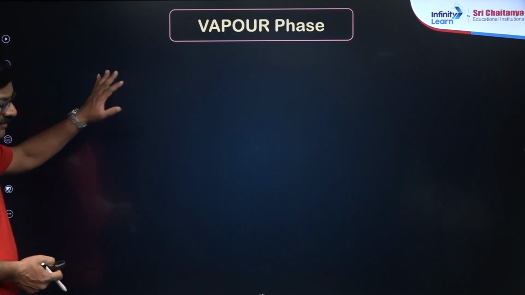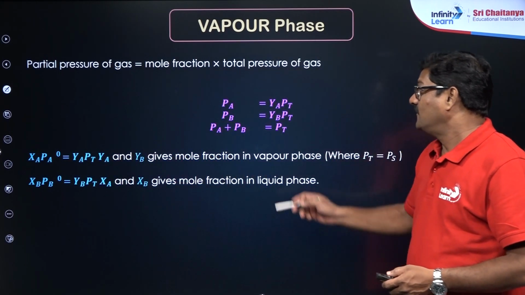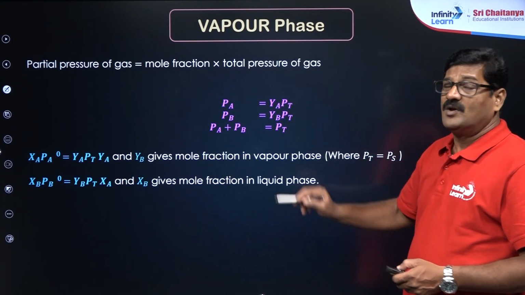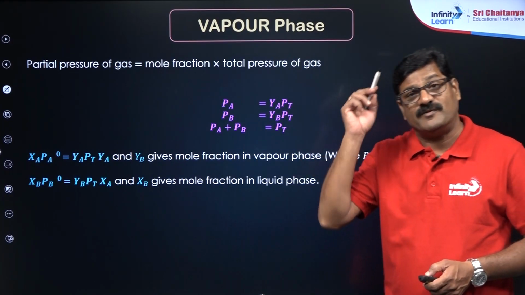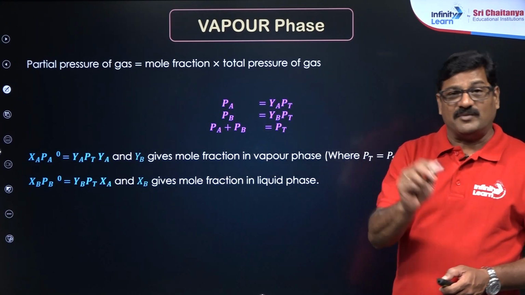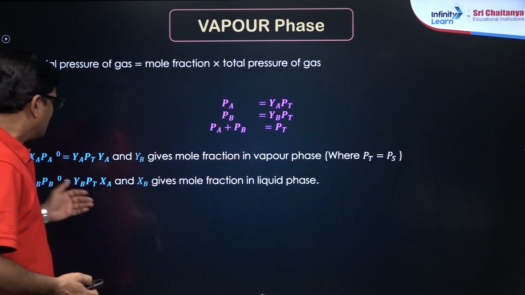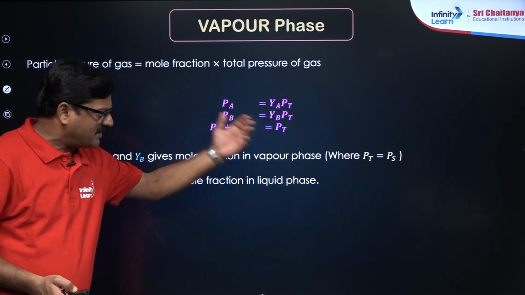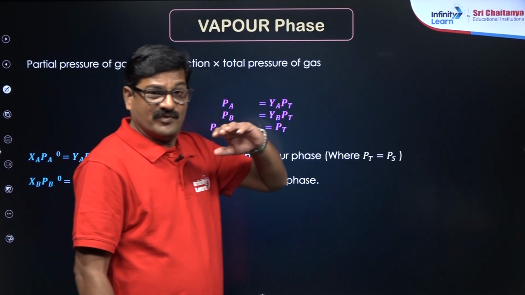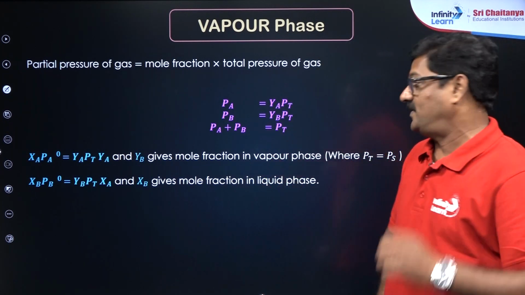Moving ahead, how to calculate the vapor phase mole fractions. From Dalton's law, Pa is equal to YA PT, where Ya is the mole fraction of A in the vapor phase, and Pb is equal to YB PT, where Yb is the mole fraction of B in the vapor phase. So Yb gives the mole fraction in the vapor phase and Xb gives the mole fraction in the liquid phase, where X is in the liquid phase and Y is in the vapor phase.